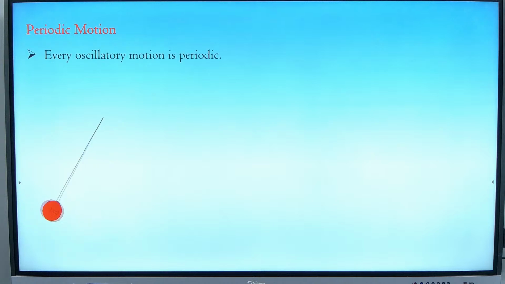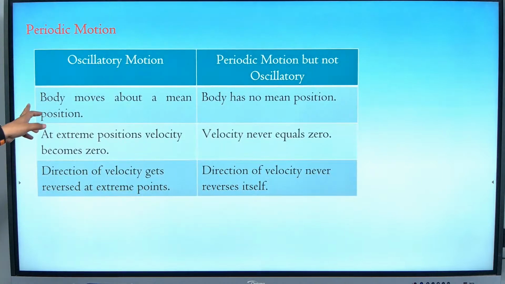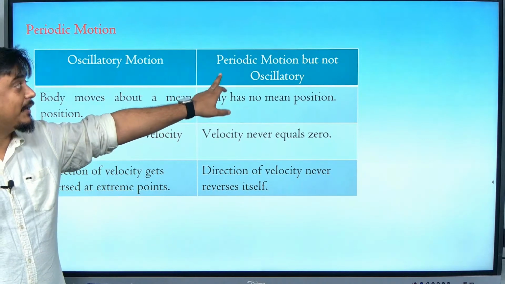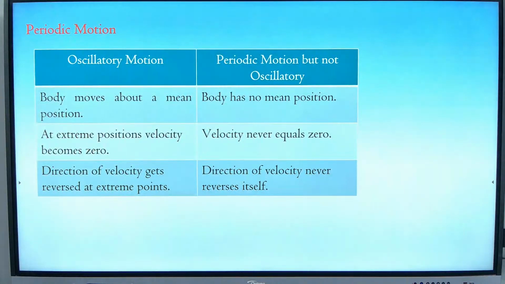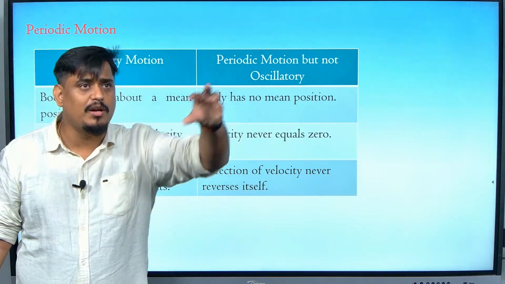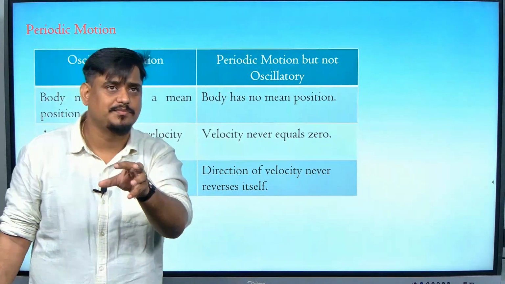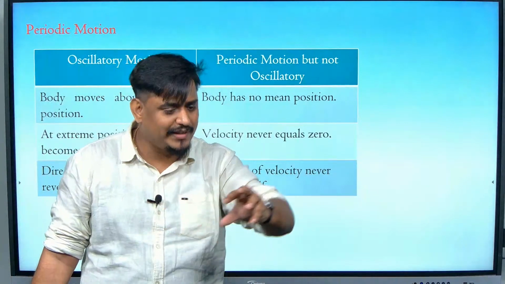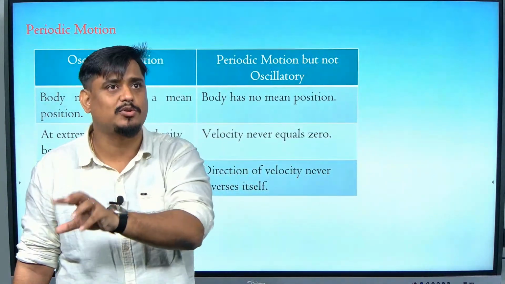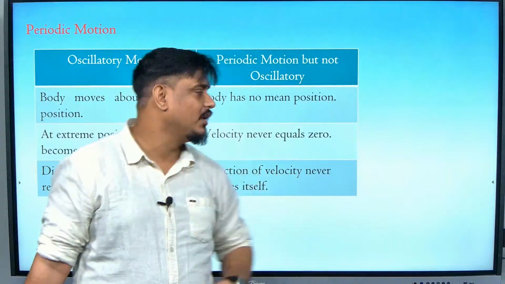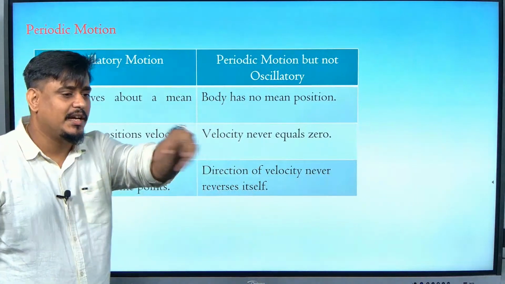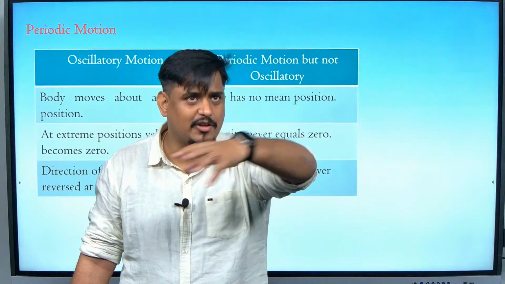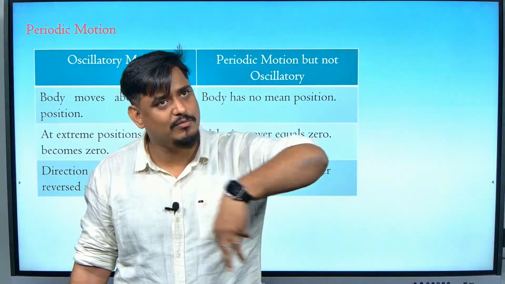If you see the table, they have mentioned that in oscillatory motion it moves about a mean position, whereas in periodic but not oscillatory it is not moving around the mean position. In oscillatory motion at the extreme position velocity is 0, obviously, because when it becomes 0 only it will come back, isn't it? So, it will go like this, become 0 and come back. In the case of periodic motion, velocity can never become 0. Can Earth's velocity become 0? Never, right? It keeps on moving.